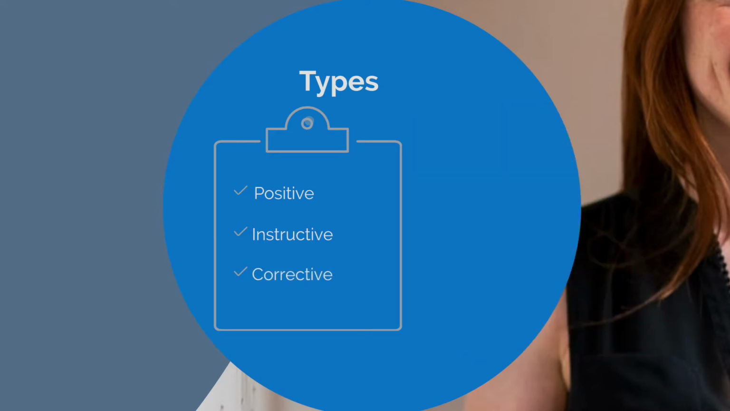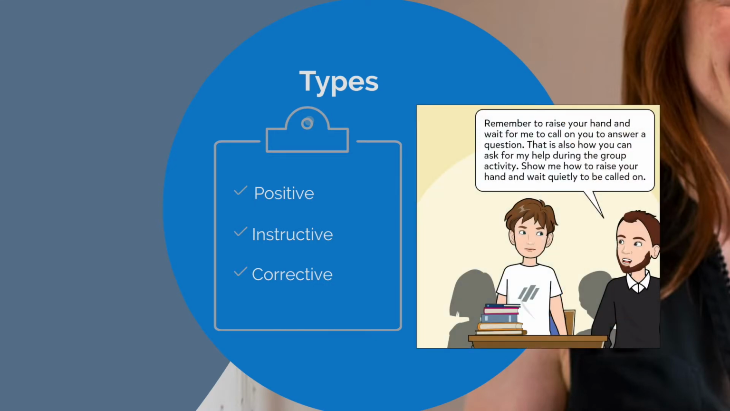Last is corrective feedback. This type of feedback is given following a behavior that does not meet expectations. Corrective feedback is given to help the student recognize that their behavior is not meeting expectations and to reteach the expected behaviors. For example, when you ask the class how to appropriately get your attention, a student calls out, "Raise your hand." You might say, "Remember to raise your hand and wait for me to call on you to answer a question. Show me how to raise your hand and wait quietly to be called on."